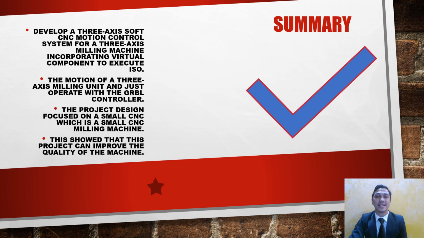The project design focused on a small CNC, which is a small CNC milling machine. This shows that this project can improve the quality of the machine. The need to reduce human error, reduce wastage, and maintain high quality and precision are some intrinsic properties driving the potential volume of CNC milling machines.